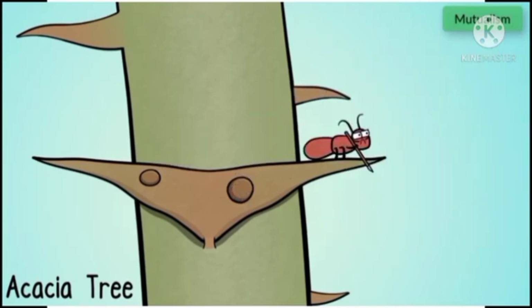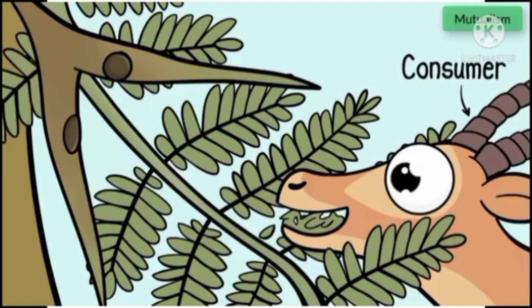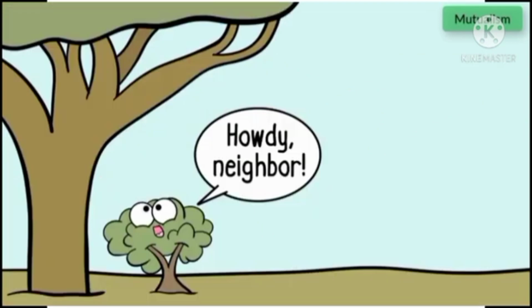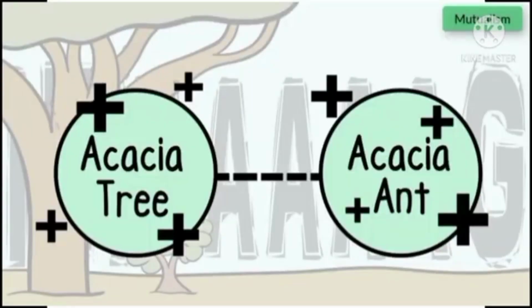Protection. I'd hate to be a type of consumer that eats acacia trees because if it has acacia ants, the ants will come out of the thorns and attack the consumer. They'll even destroy plants that try to grow close to the acacia tree so the ants can eliminate the tree's competition. Nice mutual relationship between the acacia tree and the acacia ant.